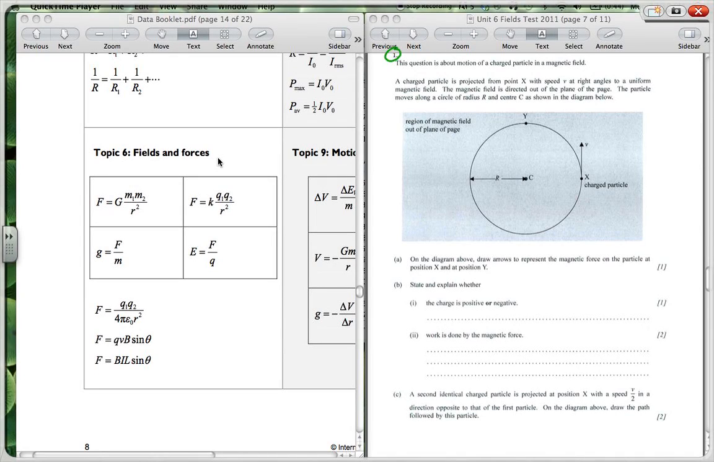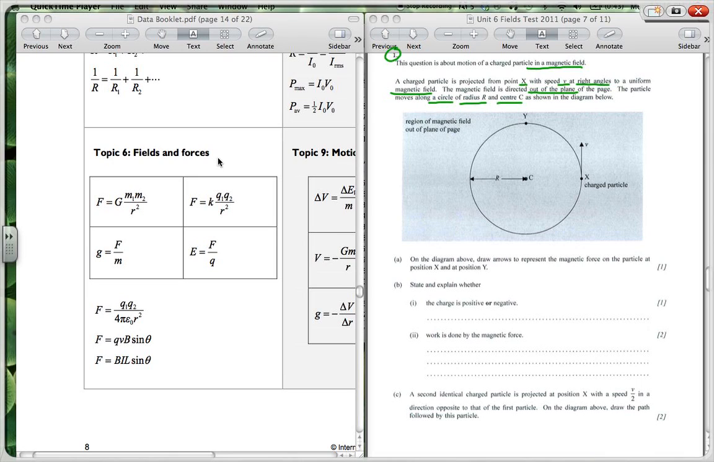Here I have question 1. It says this question is about the motion of a charged particle in a magnetic field. A charged particle is projected from a point x with speed v at right angles to a uniform magnetic field. The magnetic field is directed out of the plane of the page. The particle moves along a circle of radius r and center c as shown in the diagram.